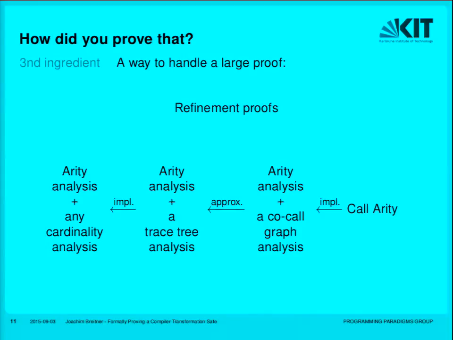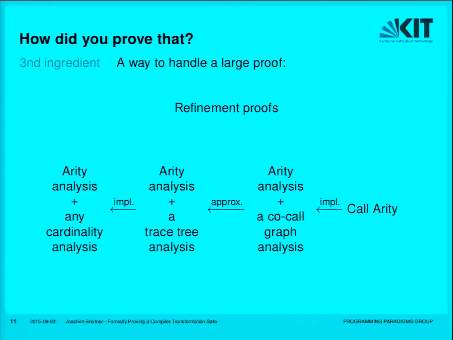And the idea is that this allows me to maybe change the implementation a little bit and not have to redo all the proof, but only the proofs further on the right. And it might also be something that could be reused to prove similar results for a completely different cardinality analysis by just using the left bits of the refinement proof chain.